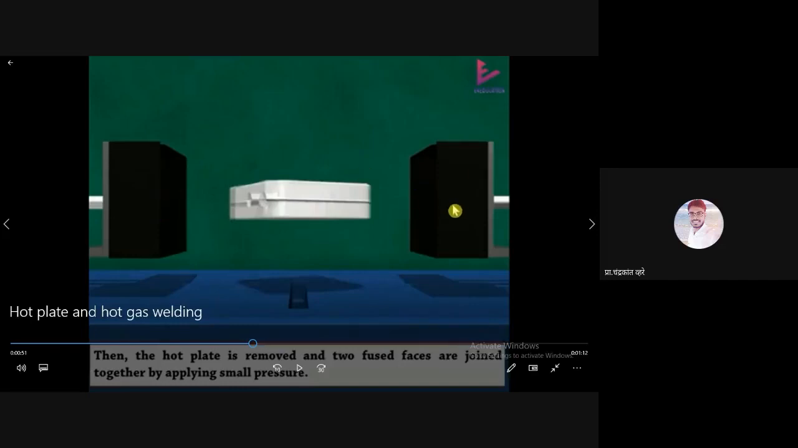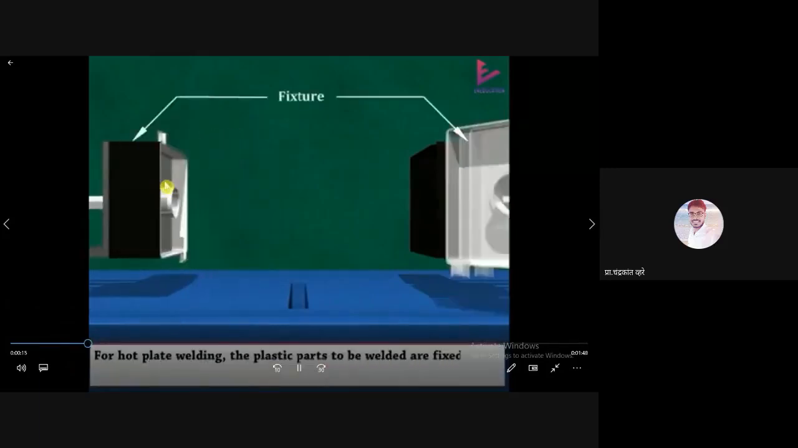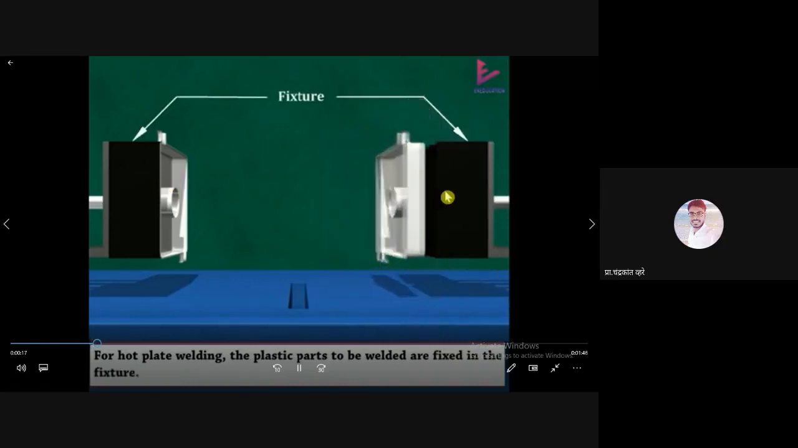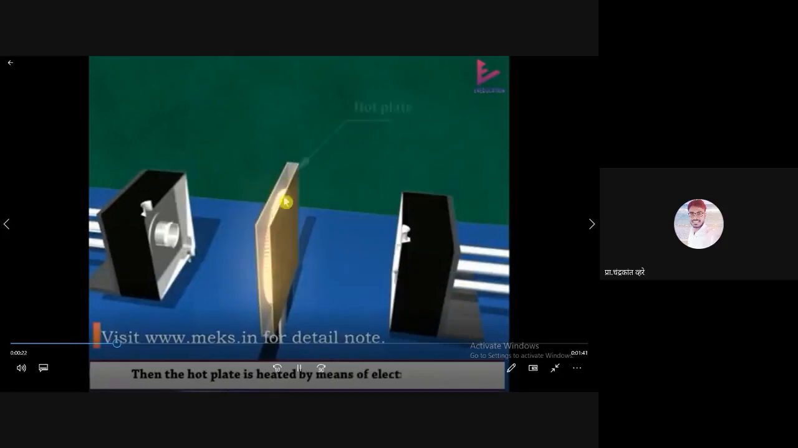To these two fixtures we are using it for holding the job purposes, and in the middle, once again I will show. These are the two fixtures. These black fixtures we are holding the job. Now one part is held here, and another part we are holding here. Now it is held. Okay, and this is hot tool, or we can say hot plate.